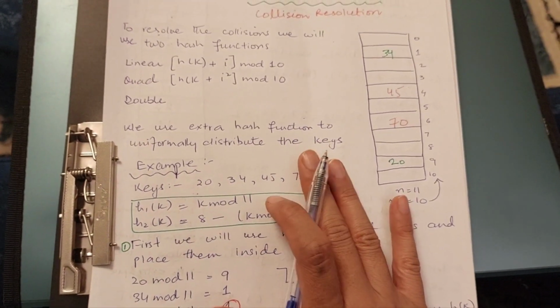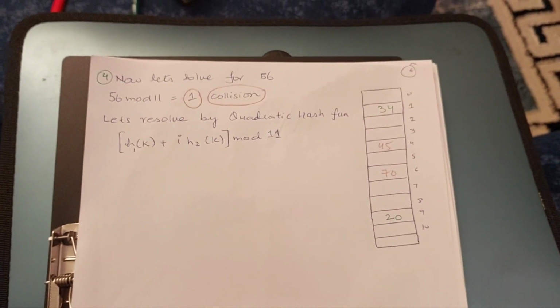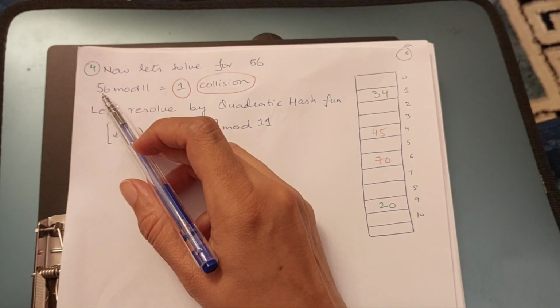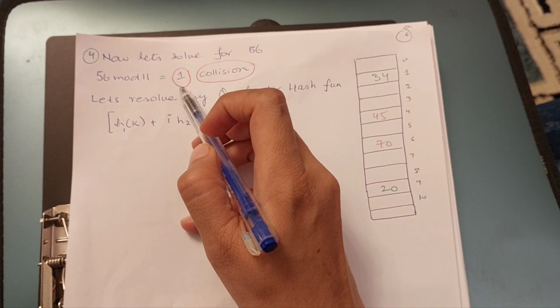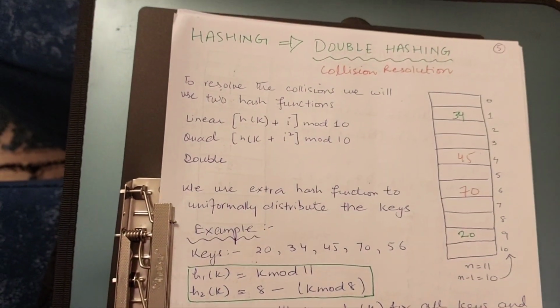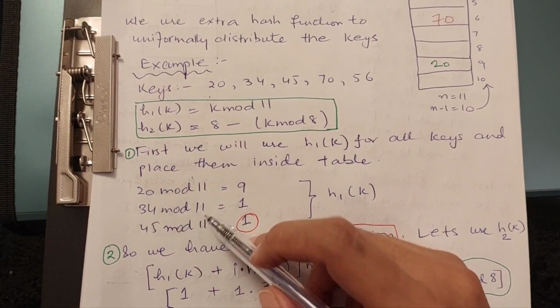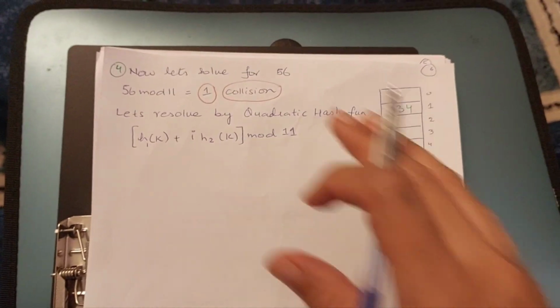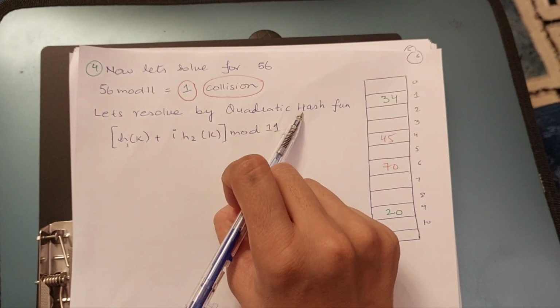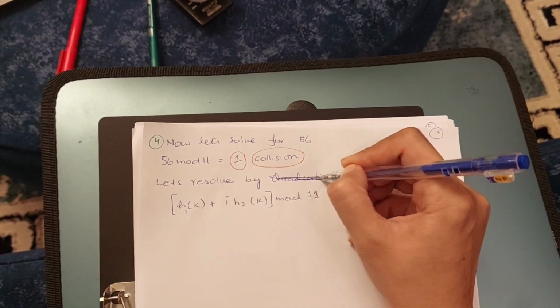Okay, now let's extend this question for the last data entry, which is 56. If I take the modulus of 56 with 11, I am getting 1, and 1 is the location where I have already stored my data entry 45. Yes, so this is a collision. Of course this is a collision, and I need to resolve it. So we will resolve it with the help of the double hash function.